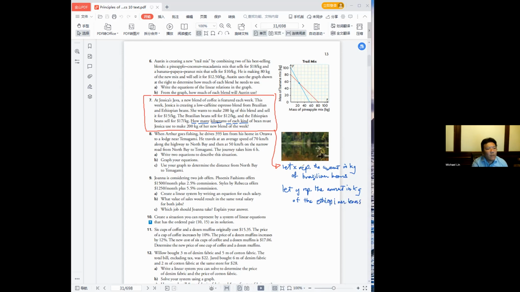Okay, so if you're ever struggling to figure out what to define as your variable, the answer is simple. You look at what the question's asking you for. It says how many kilograms of each kind of beans. So we don't really know how many kilograms are in each one, right? That's why it's asking for them. So that means let x represent one type of the beans and let y represent the second type. So if ever you're having a hard time defining your variables, always just look at what the question's asking you.